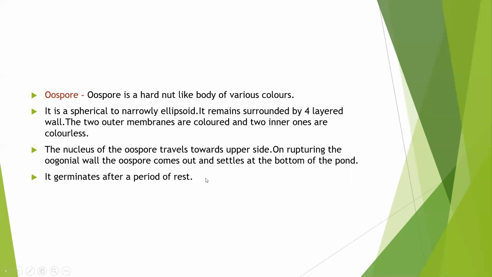Now the nucleus of the oospore travels towards the upper side, and the oogonial wall ruptures, and on rupturing of the oogonial wall, the oospore comes out and settles at the bottom of the pond. And when the oospore settles at the bottom of the pond, it germinates after a period of rest.